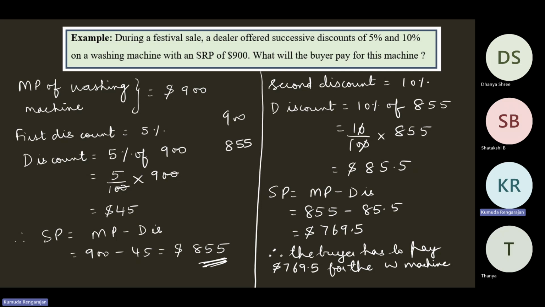So that's the selling price of the dealer, which is the cost price for the buyer. So the buyer has to pay $769.5 to buy the washing machine. Any questions?